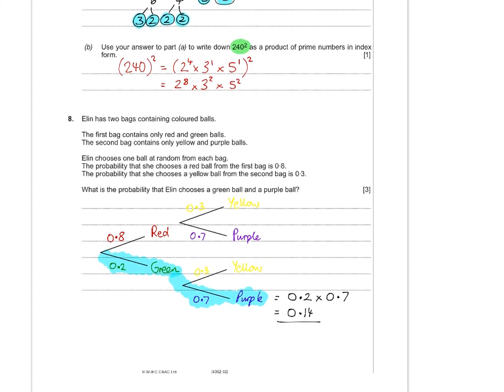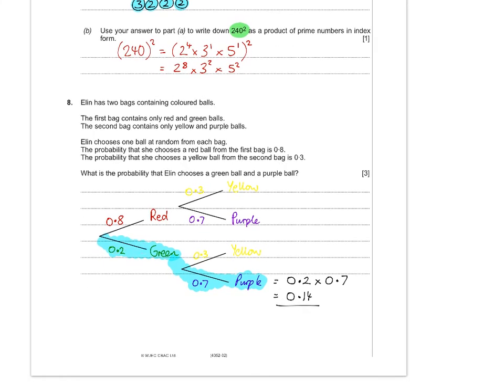And you'll notice in highlighter, I've gone and followed the path they said. The chance she gets a green ball and a purple ball. So that was green followed by purple, and you multiply between the branches. Now be careful, 0.2 times 0.7 looks like 1.4. But all probabilities add up to 1. 1 is the same as a whole, which is the same as 100%. So it can't be bigger than 1. Actually, it would be 2 times 0.7 that is 1.4. So 0.2 times 0.7 is actually 0.14.